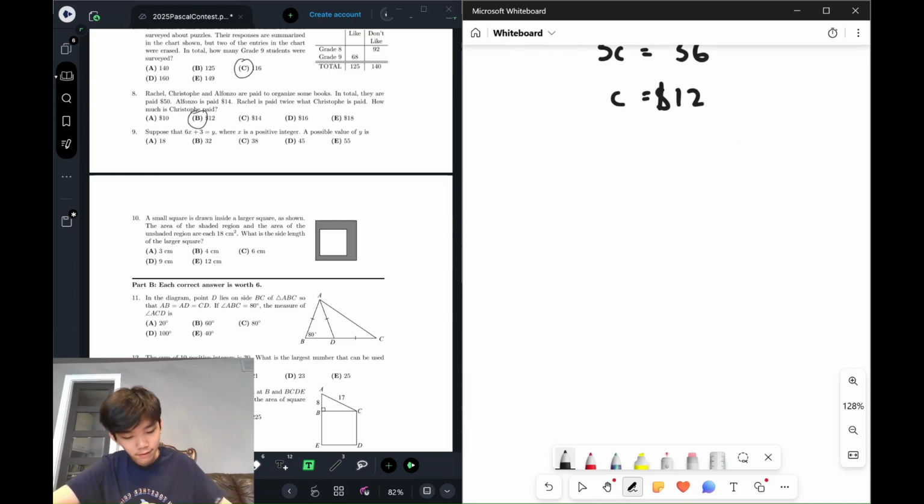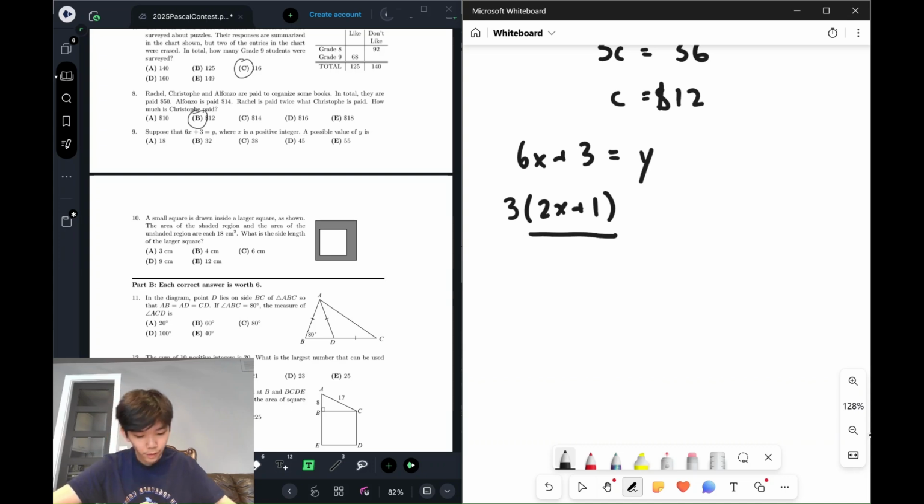For question 9, we have that 6x plus 3 is equal to y, and x is a positive integer. So what is the possible value of y? Well, this is equal to 3 times 2x plus 1, and we know that 2x plus 1 is just an odd integer. Therefore, y should be 3 times an odd integer, or an odd multiple of 3. Looking at the answer choices, we see that 45 is equal to 3 times 15, where x equals 7 satisfies the equation, so the answer is D.